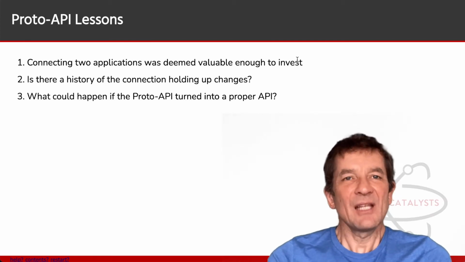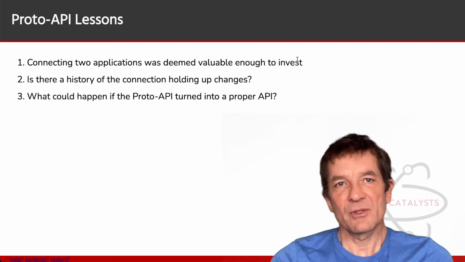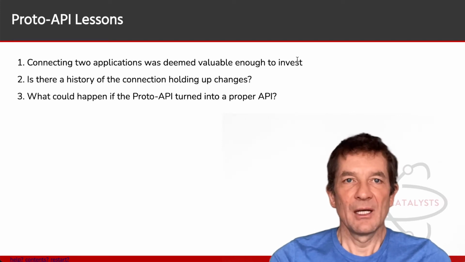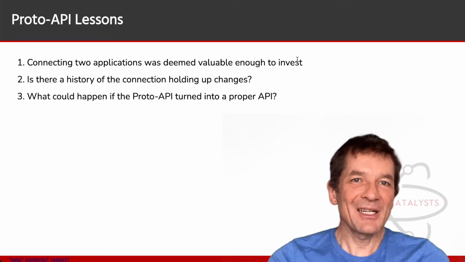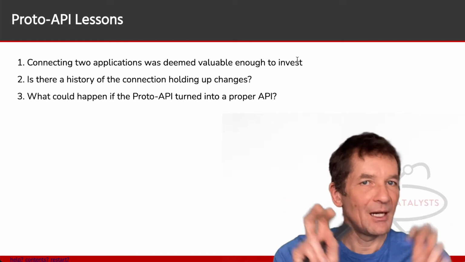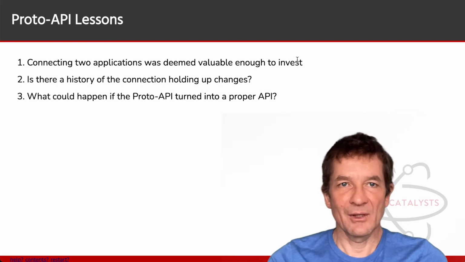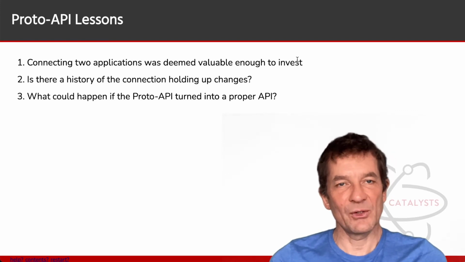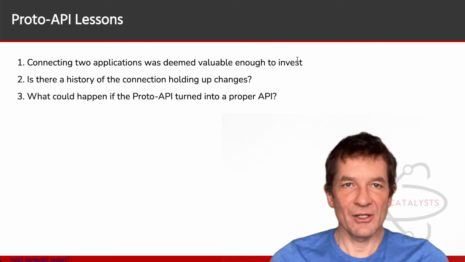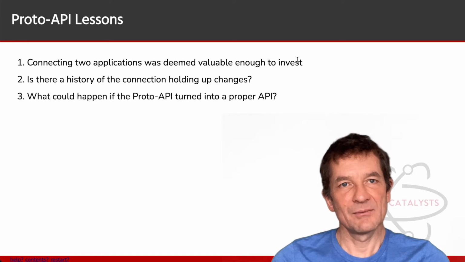So in the end, I think the important thing here really is to understand that if you take inventory of what you're already doing to make applications talk to each other, you have a good starting point to think about where you have APIs, proto APIs, and you have a good starting point to think about where I should invest first, where I get most value if I start actually turning those proto APIs into APIs.